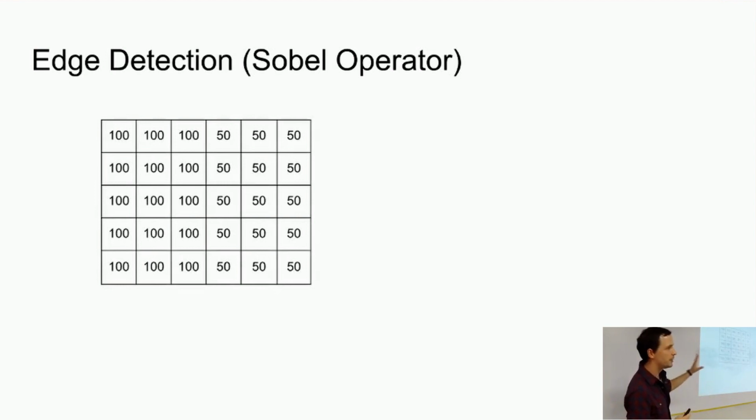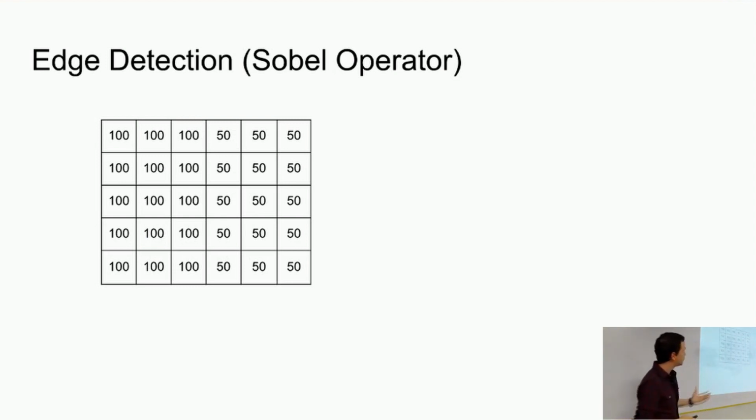So imagine we have a simple picture. It's a black and white picture. It's very obvious for us. We have one edge. One side of the picture is darker than the other side. So we can clearly see there is an edge in the middle of this picture. But the computer doesn't see this. We need to teach it.